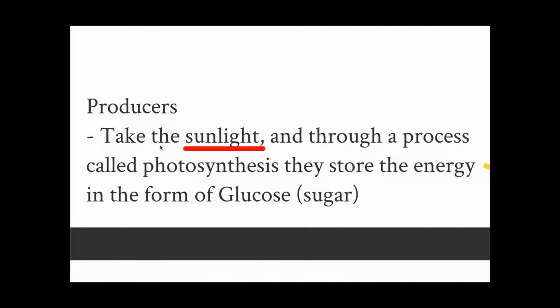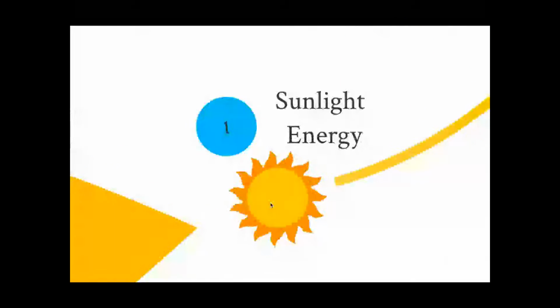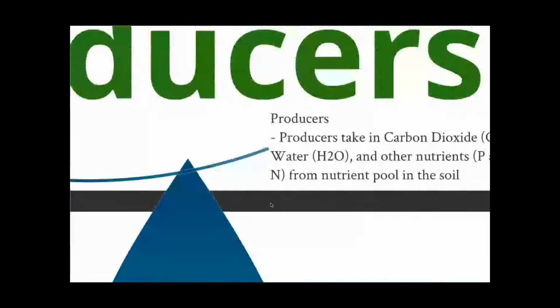So producers are taking in sunlight, and through a process called photosynthesis, they're storing the energy in the form of glucose. Glucose is just a fancy word for sugar, but I'll be using that word throughout. So just remember, glucose means sugar, and glucose is a place to store energy. Sugar is used to store energy. So that sunlight energy is going into our plants.